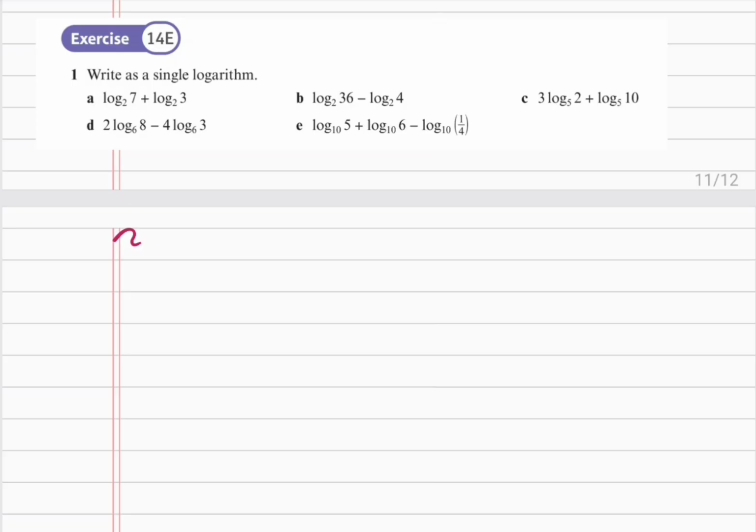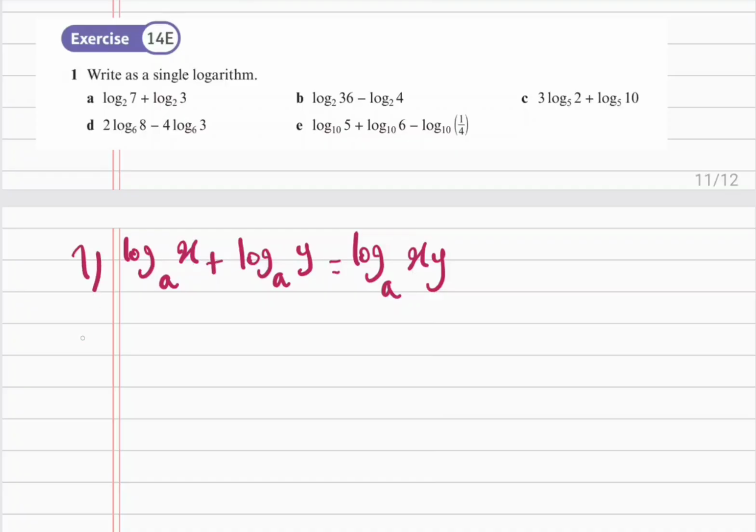So the first one is the multiplication law, and that says that if we have two logs such that the base numbers are the same, then this is equivalent to log base a of xy. Essentially, we multiply the two numbers, and that's the first one.